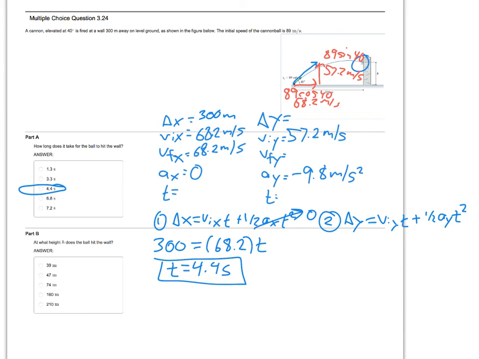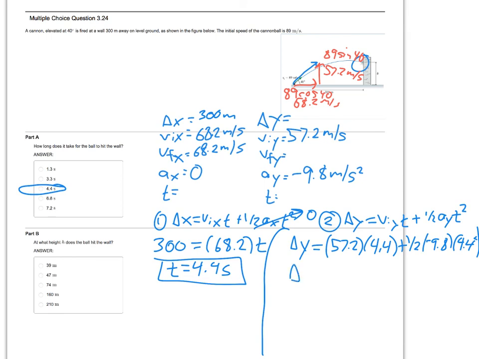For question B, I'm going to go ahead and solve for my delta y. So I'm going to say that my delta y is going to be the initial y velocity, 57.2, times that time, 4.4, plus 1/2 times negative 9.8 times 4.4 squared. And I go ahead and find that my y displacement, which is going to be how high it is above the ground, since it started on the ground, is going to be 156.8 meters. And that's going to round, if we're only doing 2 sig figs, to 160. And so that's going to be my answer there.